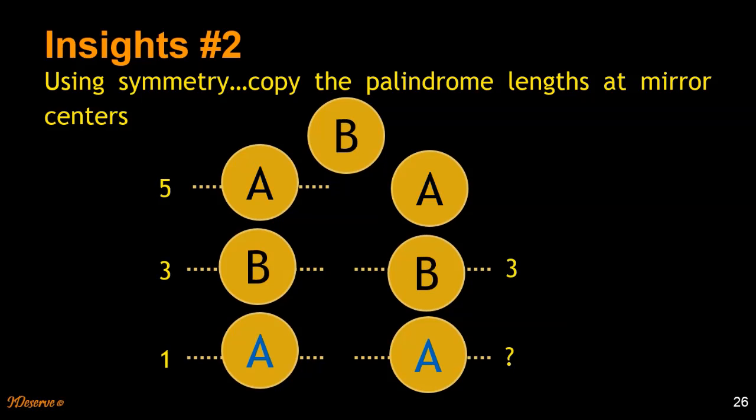Let's look at this center, which is the last character. What would be the length of the palindrome here? 1, right? We just copy from the mirror center. Now for the character A here, what would be the length of the palindrome? 5. We just copied it from the mirror center.